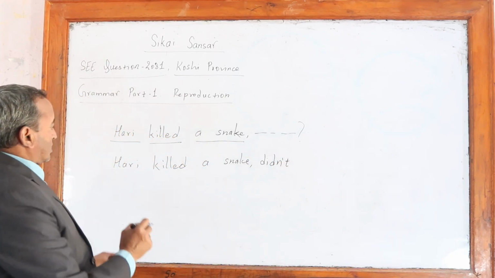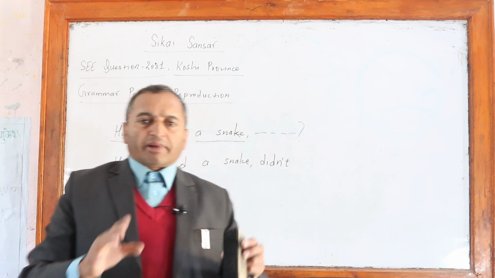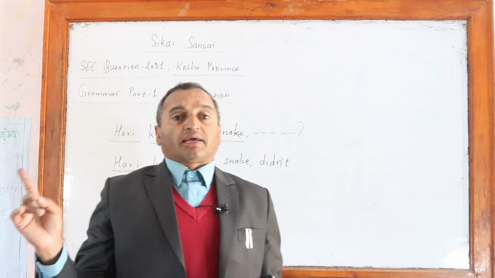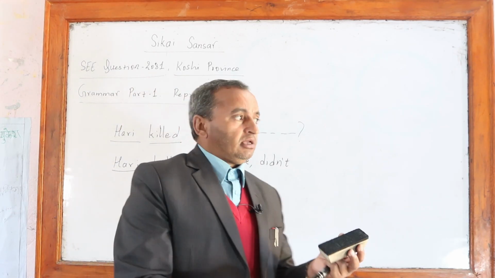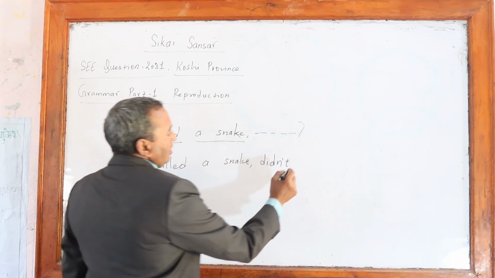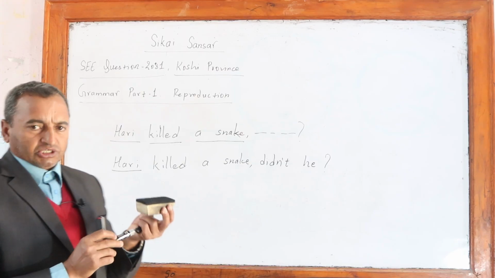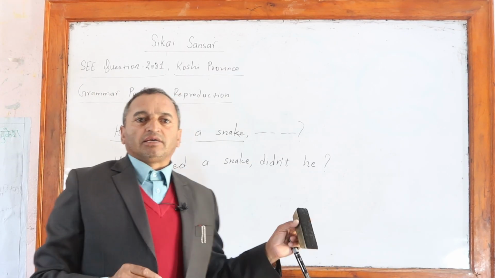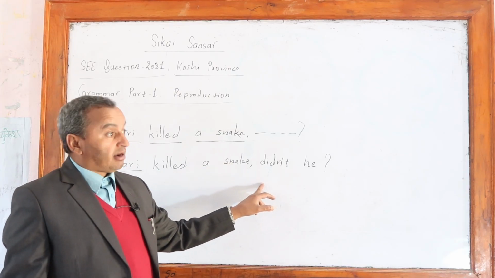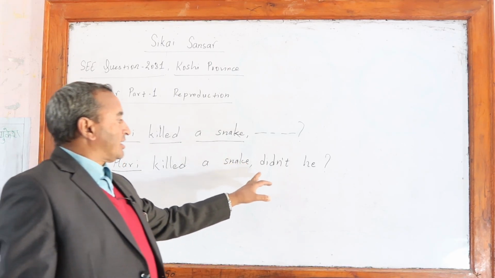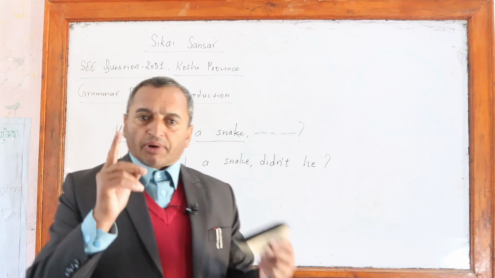And let's look at the subject. What is the subject? Hari. Hari is third person singular. And what is the pronominal form of Hari? Again, as we did earlier, the pronominal form of Hari is he. So we have to supply he. Look. So, Hari killed a snake, didn't he? Right. Here we did past tense as well, and there wasn't any negative form. But now let's look at another example supplying an affirmative tag.